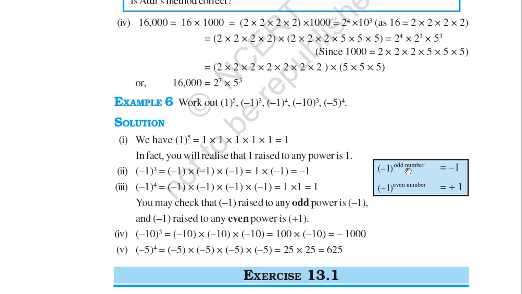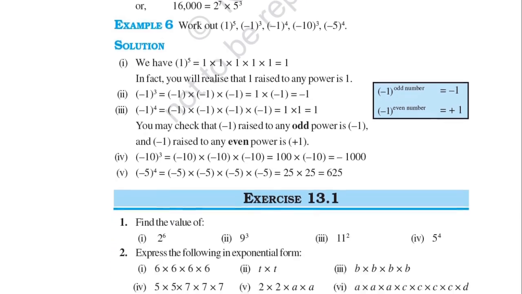Minus 1 to the power odd number is equal to minus 1, and minus 1 to the power even number is positive 1. So you can see minus 1 to the power 4 is positive 1, and minus 10 to the power 3 is equal to negative 1000, and minus 5 to the power 4 is equal to, here it is an even power, so it will be positive, 625. So here is an exercise 13.1.